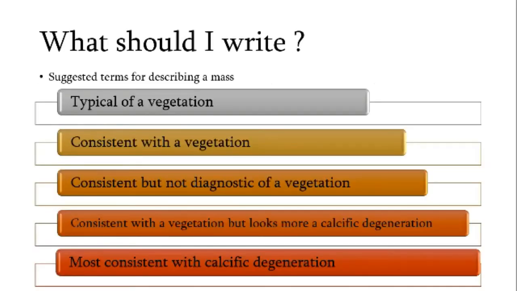Then what should I write? There are some suggested terms for describing a mass. First of all, you can write this mass is atypical of a vegetation, or consistent with a vegetation, or consistent but not diagnostic of a vegetation, or consistent with a vegetation but looks more like calcific degeneration, or finally, most likely calcific degeneration.